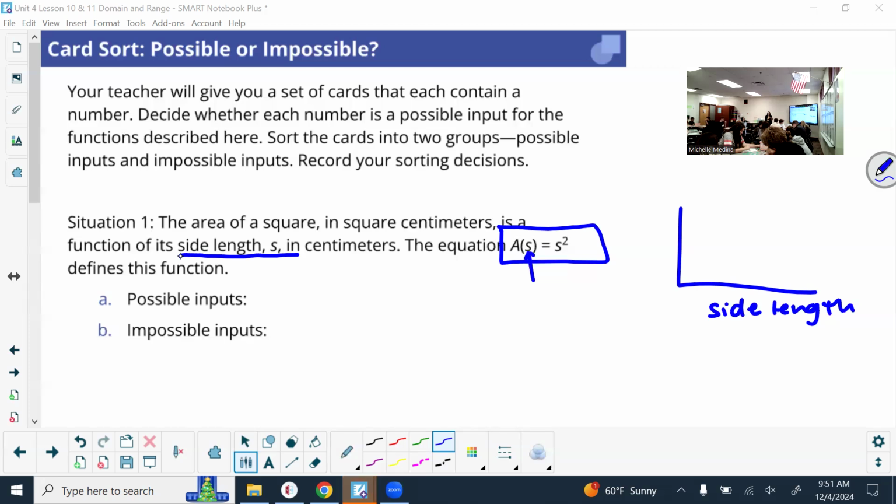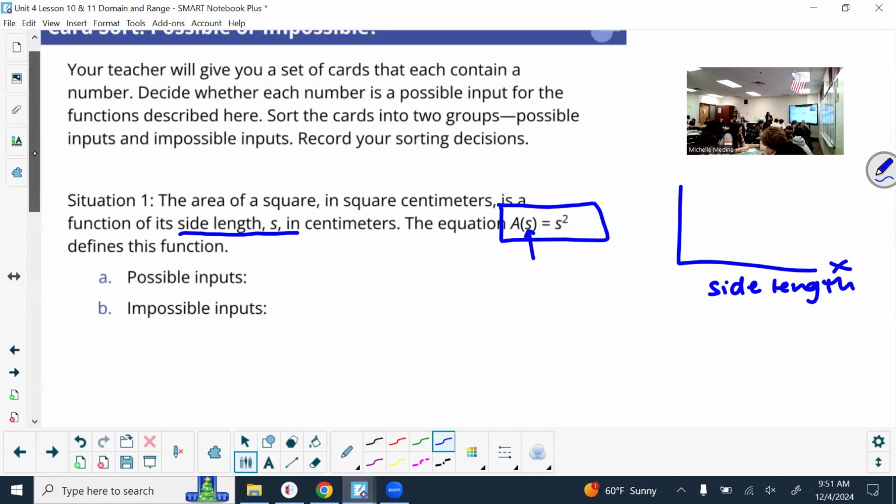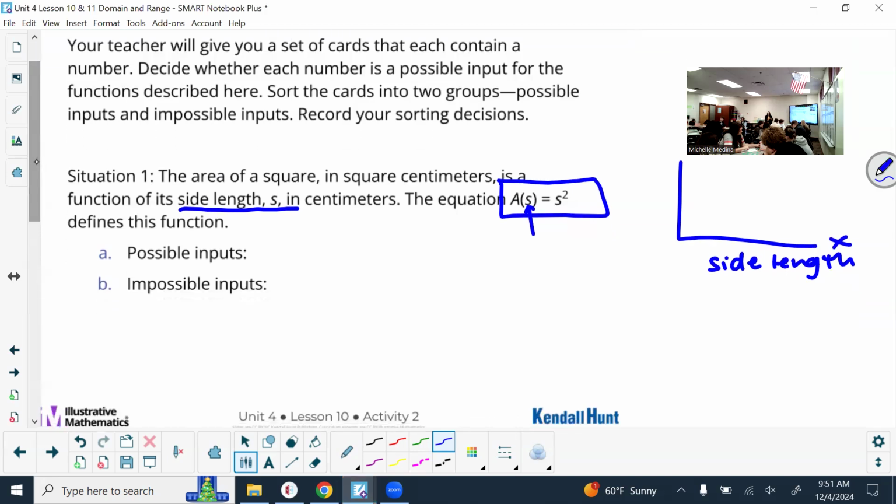Does that make sense? Because that's like 2 questions on your test. Got to be able to figure out what's my input first. It's my side length. That's what would be plotted here on the x-axis. Now you need to look at all your numbers and decide what are possible side lengths. Table 8, can you tell me some possible side lengths?